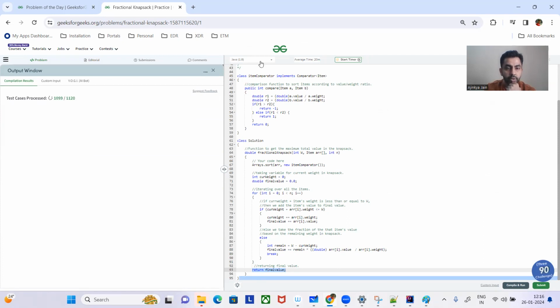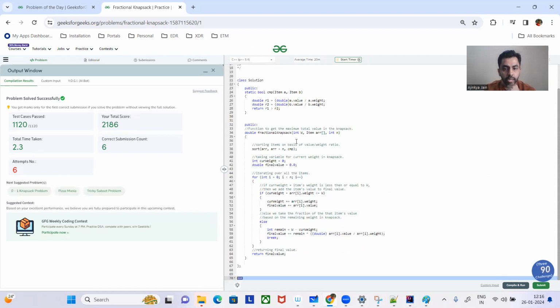Yes, it is accepted. Let's quickly see the C++ code as well. Okay, so here if you see, we are sorting the array. The code is almost the same. We're sorting the array according to the profit ratios, maximum profit ratio first, and then we do almost the same thing here, whatever we explained.